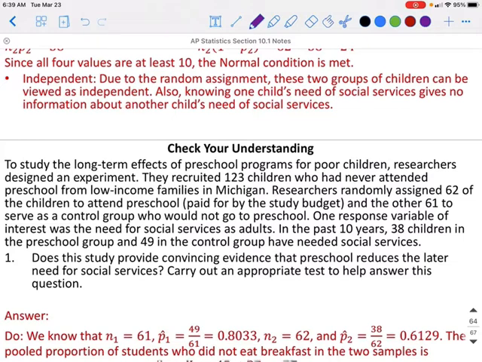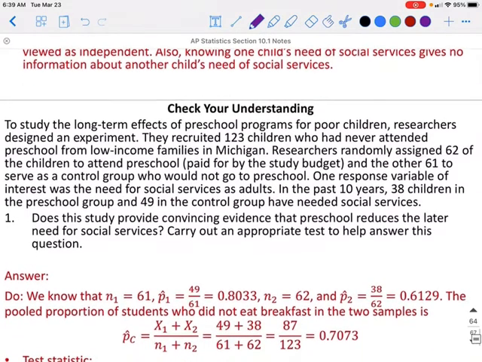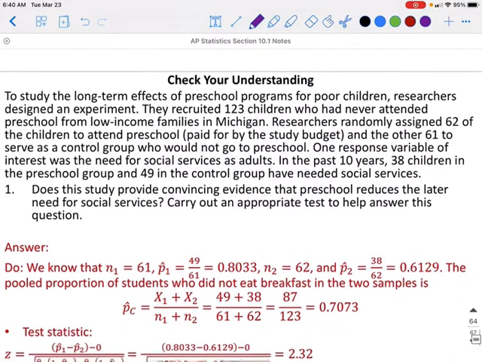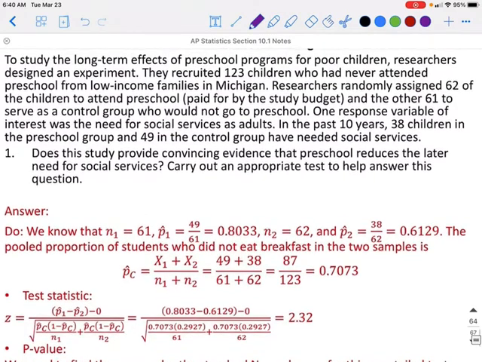The pooled proportion of students, in this case, again, this is still a typo, it's not about breakfast, this is who needed social services, could be found by doing x1 plus x2 all over n1 plus n2. So the number of people in the non-preschool group who needed social services plus the number of students in the preschool group who needed social services will be on top. On the bottom is just the 2 sample sizes added together, and that'll give you 87 out of 123, or out of all of those people together, about 70.7% of them would need social services in the future.